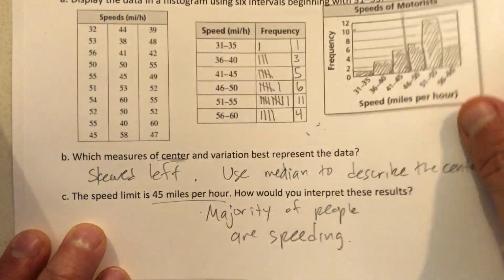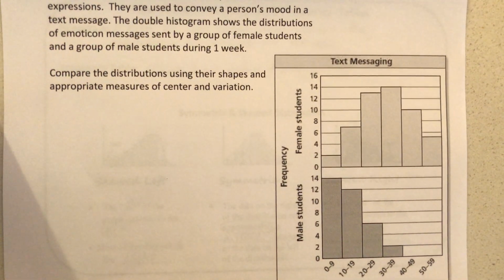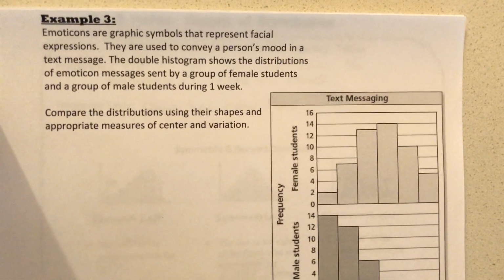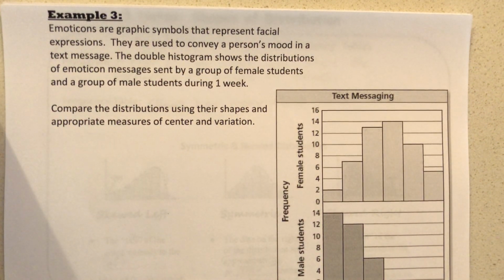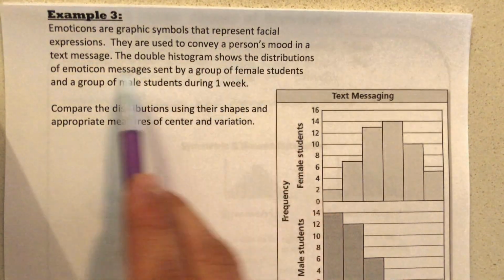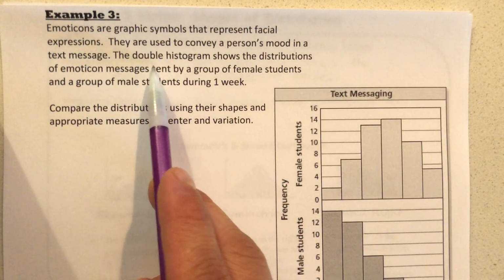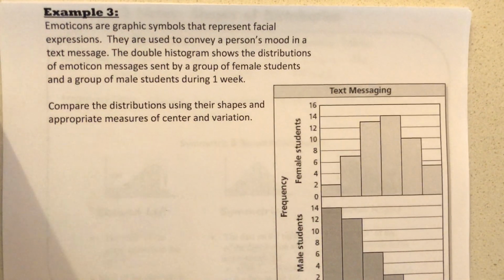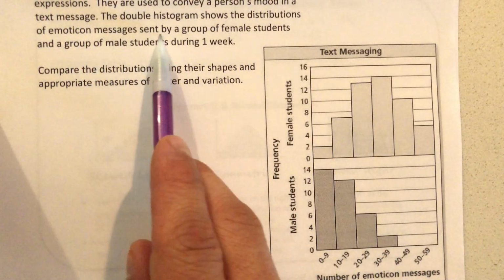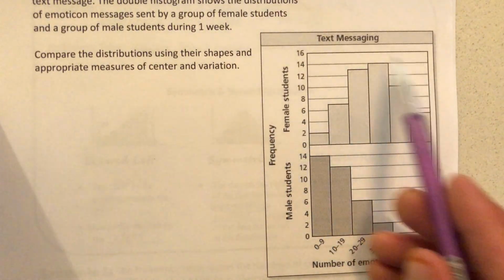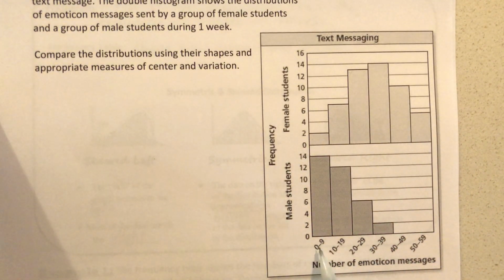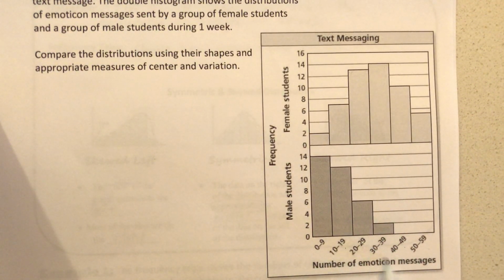All right, and then one more thing really quick, just one more example, looking at a couple different distributions here. So here's the example. It says emoticons are graphic symbols that represent facial expressions. They convey a person's mood in a text message, and I think you already know that. The double histogram below, 2 histograms, double histogram, shows the distributions of emoticon messages sent by groups of females and males. So we can look at up here, this tells us females, and down here is the males, and you can see the number of emoticon messages they sent in a week.